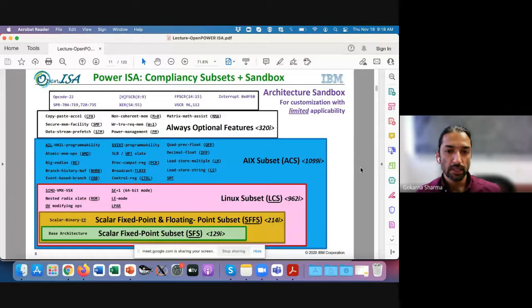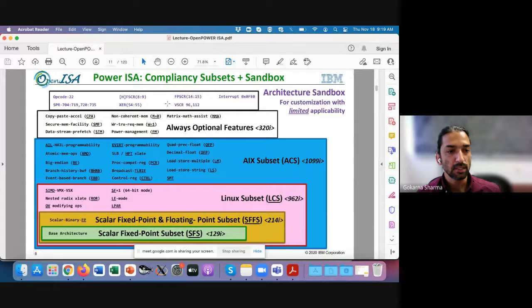And then you have the architecture sandbox. This architecture sandbox is for customization with limited applicability. For example, here you can go and work on designing new instructions. If this instruction is verified, and it is working correctly with no conflicts and everything, then after the verification, these new instructions developed here can become part of the optional features. And then some of the optional features might become part of the subsets, depending on the need and on the support from the architecture. So this is how the development happens.